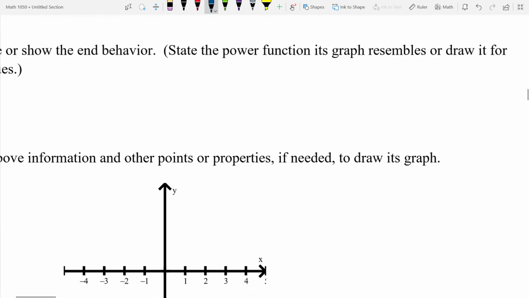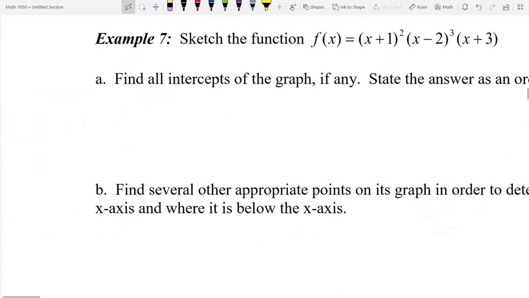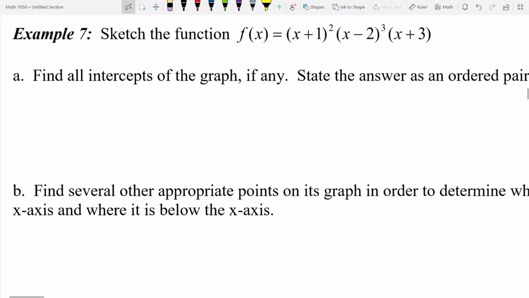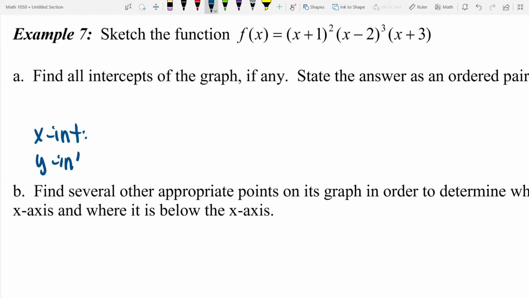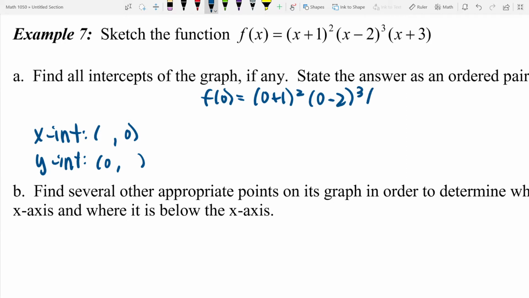One more. And the rest of that part is just kind of a summary. Okay? Find all the intercepts. So x-intercept, y-intercept. To find the x-intercept, let y be 0. To find the y-intercept, let x be 0. So everybody go f of 0 is equal to 0 plus 1 squared times 0 minus 2 to the third times 0 plus 3. I remember this being very large.